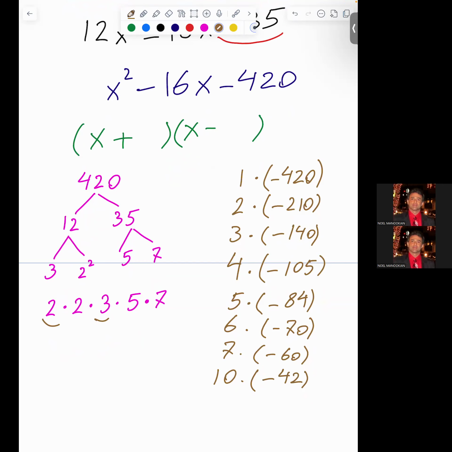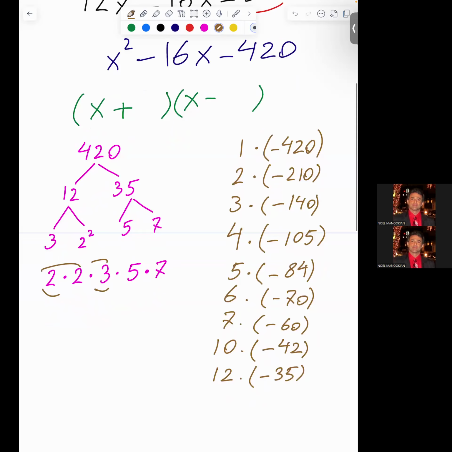It cannot be divided by 11, but it can be divided by 12. Because here I have 4 times 3, 12. So 12 times negative 35. So still negative 35 and 12 does not give me negative 16. Cannot be divided by 13. It can be divided by 14. I have 7 and 2 here. So 14 times negative 420 divided by 14, negative 30.